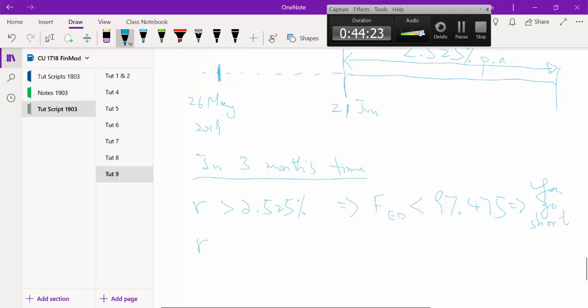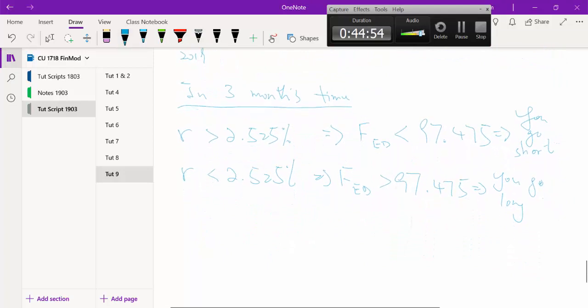Okay. Now the opposite is also true. So if you think that the interest rate is going to go down, then the end value of this will be bigger than this. So that means you go long, correct? Now this is just the language, but I need to define for you the language first before I explain what the problem is. Okay, is everyone okay with that? Yeah?